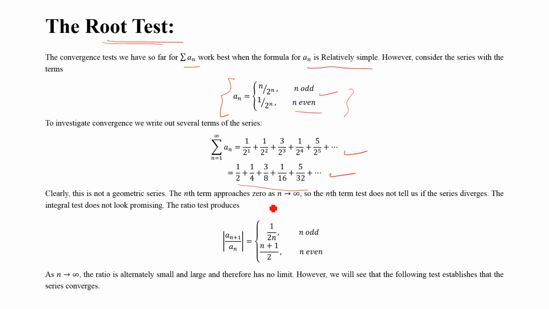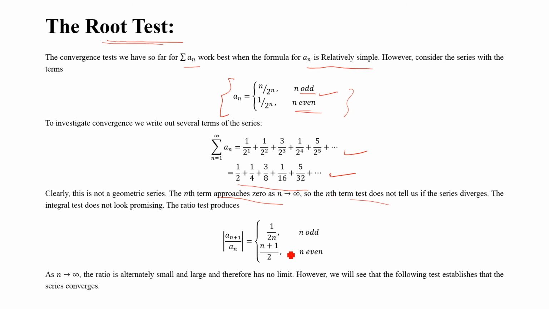So the nth term approaches 0 as n approaches infinity, but since the terms are different when n is odd and n is even, we cannot say that this is convergent, and we even cannot say that the series is divergent. So again, there is no conclusion. The integral test also doesn't look promising.